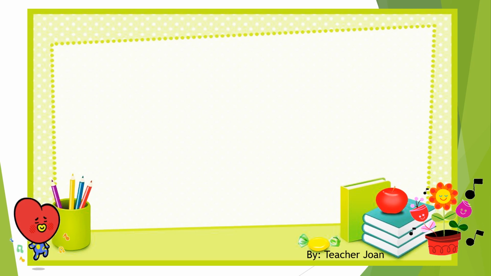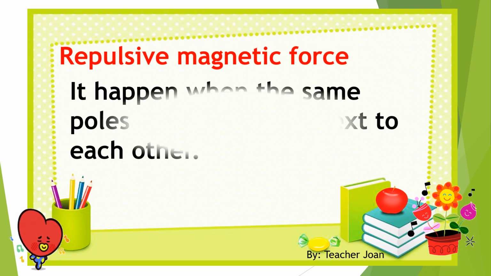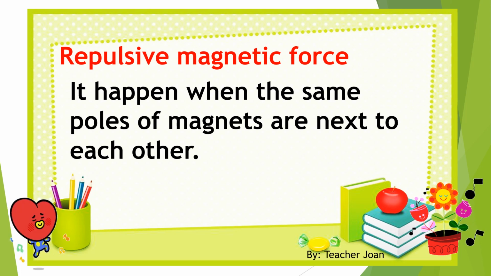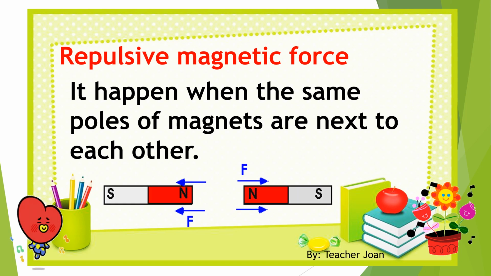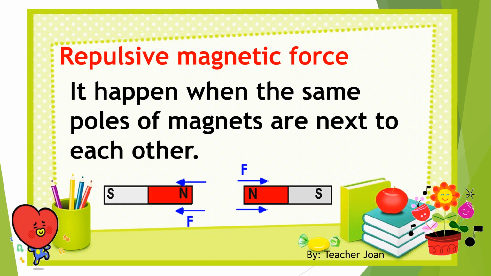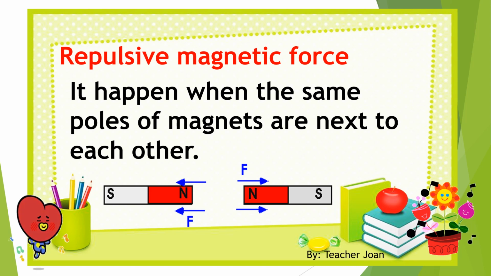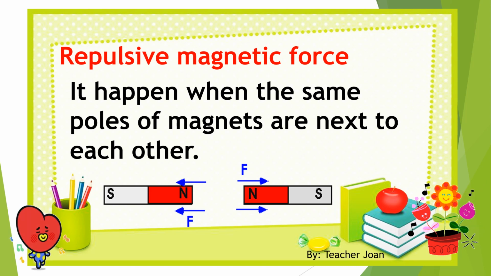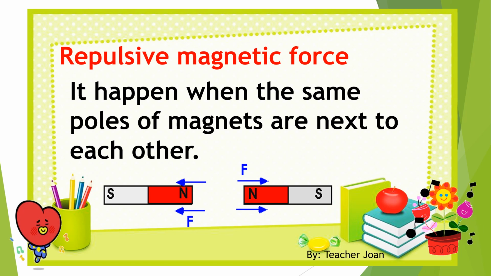Now let's move to repulsive magnetic force. It happens when the same poles of magnets are next to each other. As you can see in the picture, both north poles are facing each other, which means they move far away from each other.